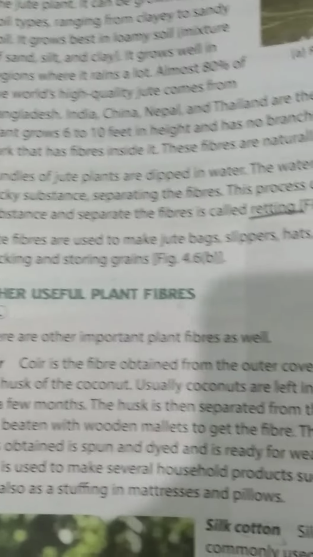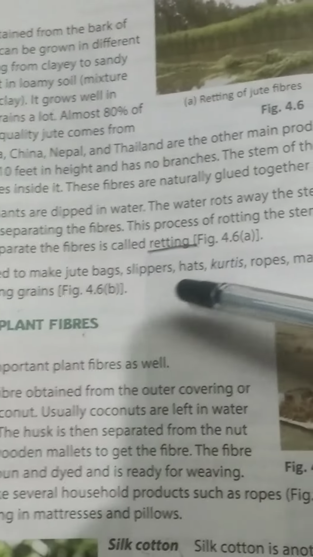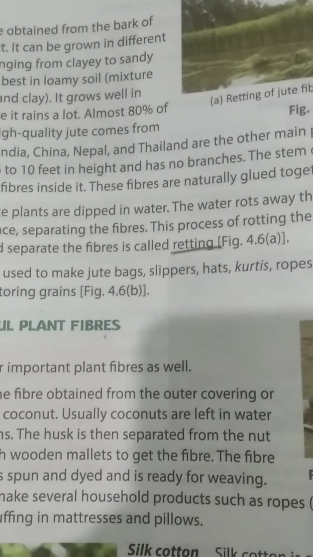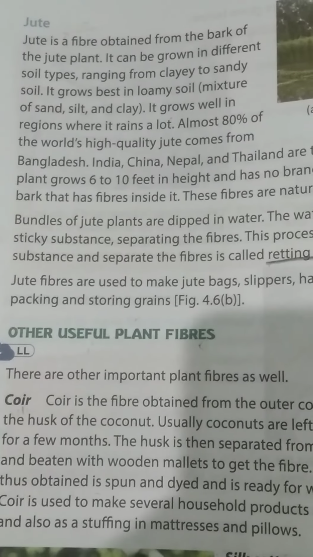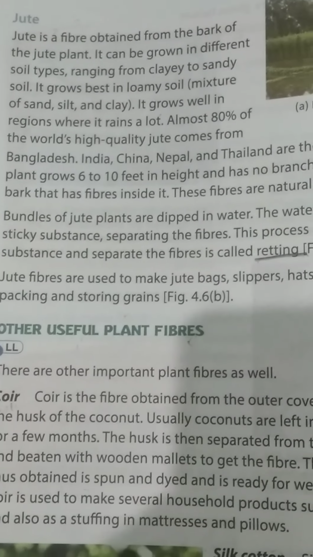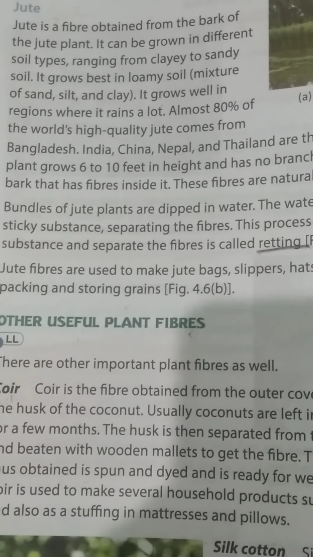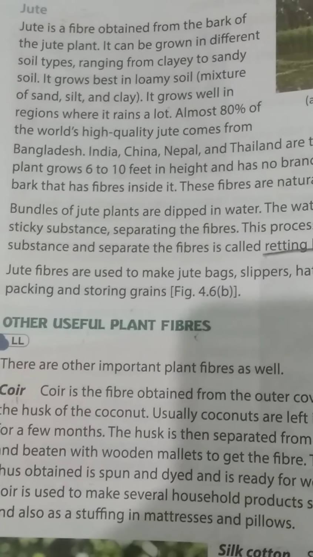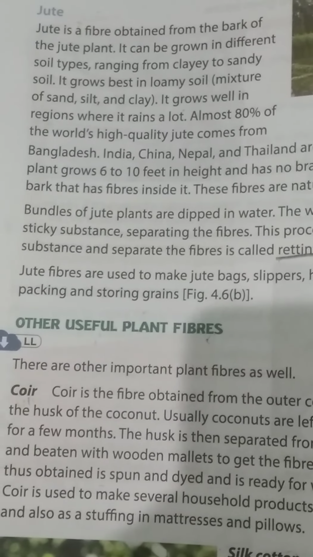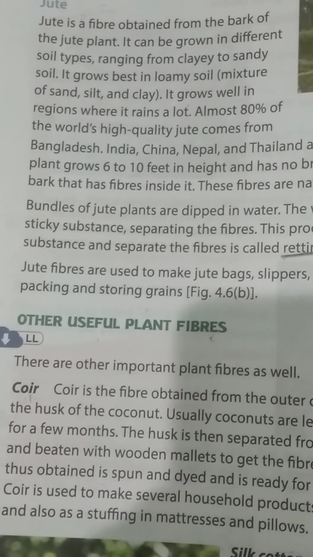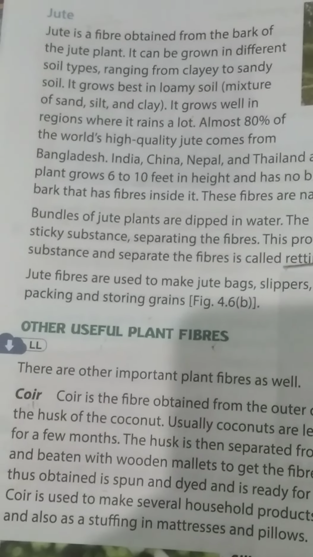So there are various uses of jute fibers. As we know, it is used to make bags, slippers, hats, kurtis, ropes, mats, and other useful items. Jute is also important because it is an eco-friendly option to many of the plastic items. We can replace some of the plastic items that we use on a daily basis with these jute items. It will help us to stop using plastic. It is one of the eco-friendly options for plastic.